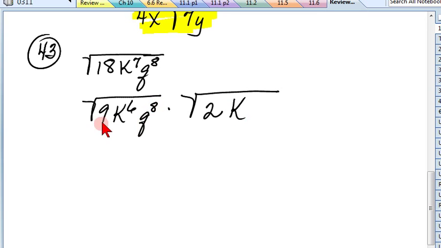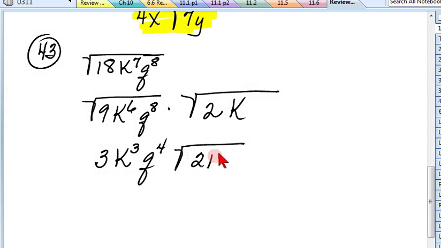The square root of 9 is 3. The square root of k to the 6th is k to the 3rd. The square root of q to the 8th is q to the 4th, times the square root of 2k. Yes. To take the square root of a base with an exponent, you cut the exponent in half. All right, 44.